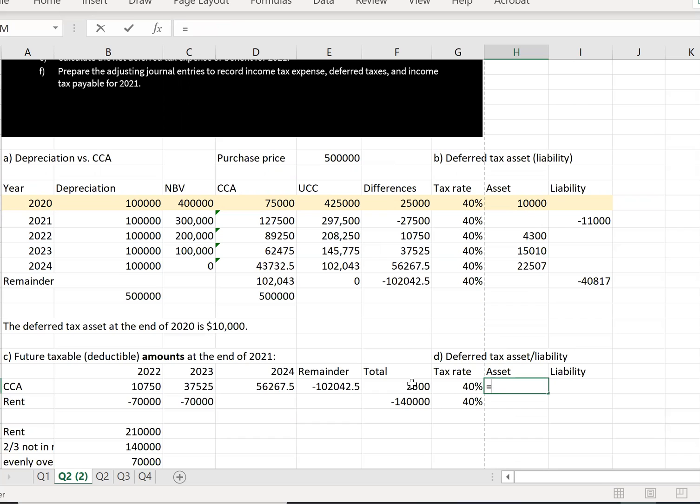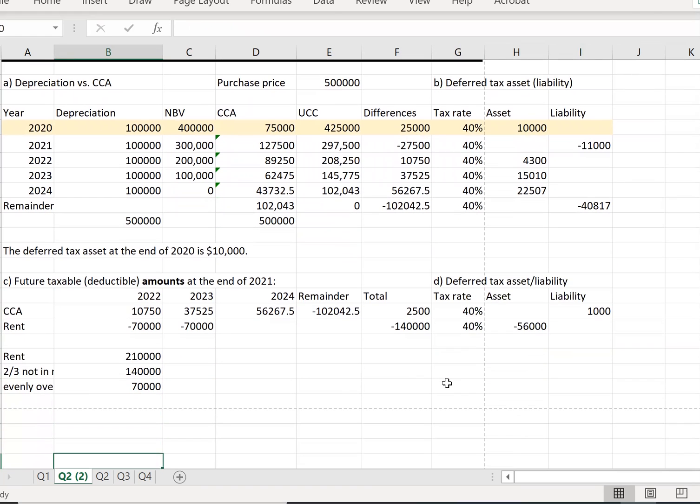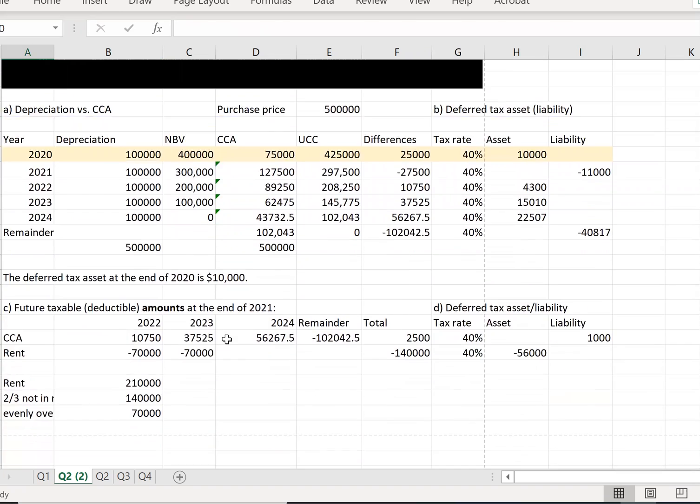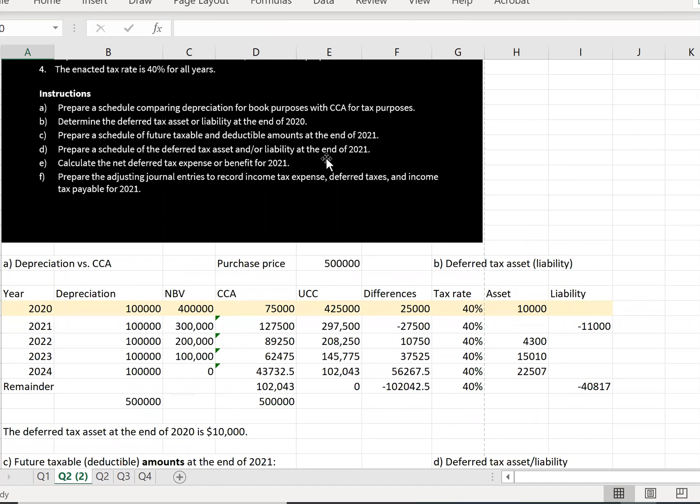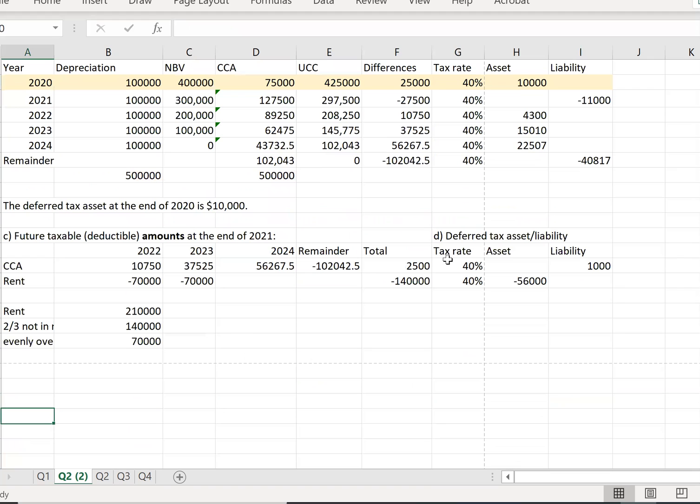So now this amount times, this is actually a liability. So this 2,500 times the 40% is going to give us a future liability of $1,000. And then this amount, which we can deduct in the future between accounting income and taxable income, is going to be a tax asset of 56,000. Okay, so we got that. So now what was the question that we're trying to answer? It says prepare a schedule of the deferred tax asset or deferred tax liability, and this is our schedule right here.